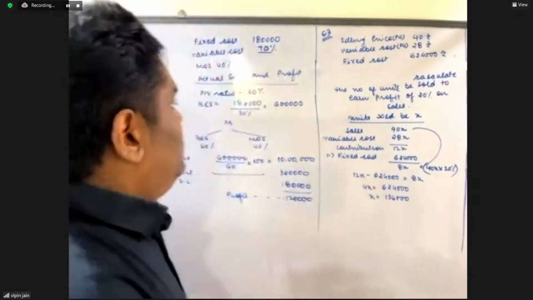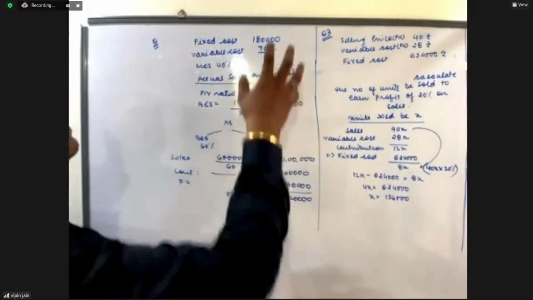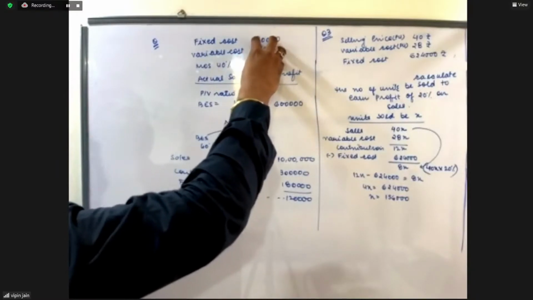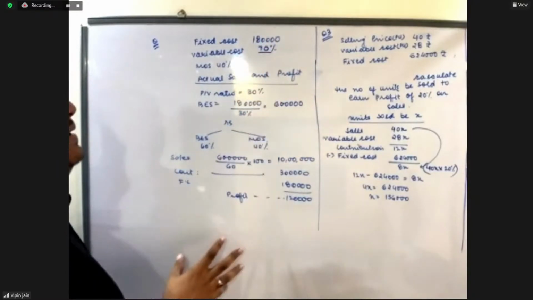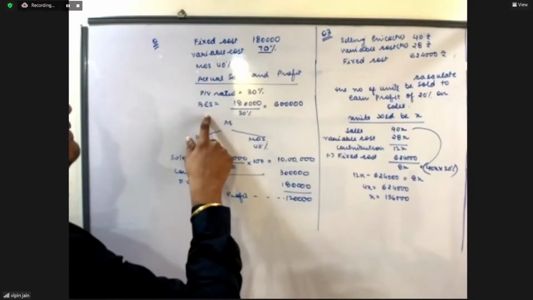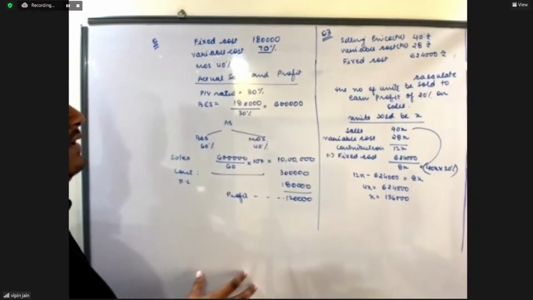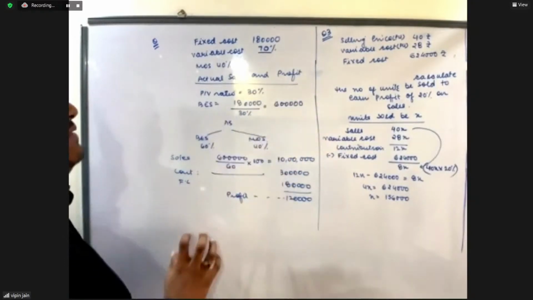Komal, again, when talking about the solution of this question, my fixed cost is 1,80,000. My variable cost is 70%. It means my PV ratio will be 30%. So my break-even sales will be 1,80,000 divided by 30%. That is 6 lakh. Now 6 lakh is my break-even sales.